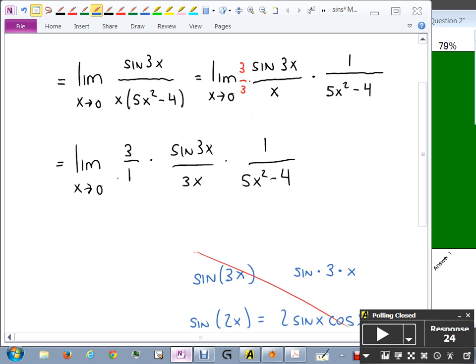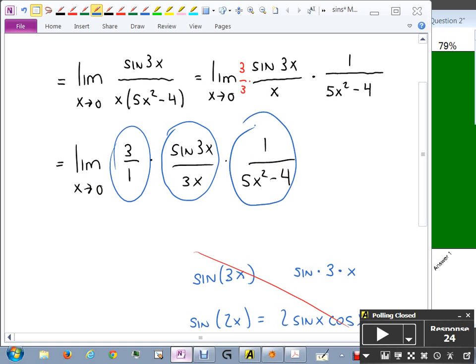What happens to that when x goes to 0? Nothing. It's just 3. What about this? That's going to turn into 1 because we have matching junk, and that's not the only thing we needed. We needed the junk to also approach 0. And when you plug in 0, you get 0. So it's got everything I need. And then over here, this goes to negative 1/4. So this is turning into 3 times 1 times negative 1/4, which is negative 3/4. Does that address the question? Yes?